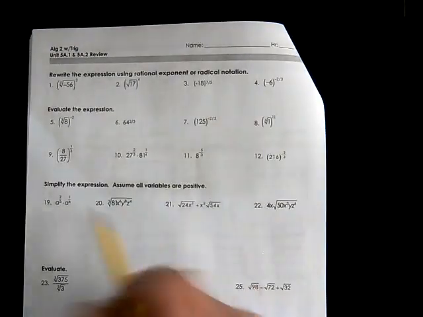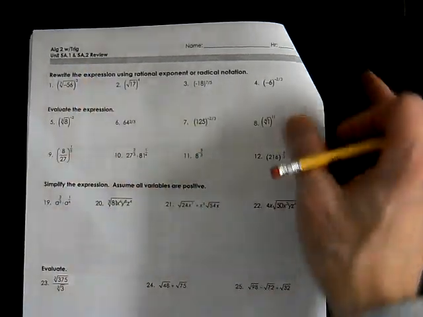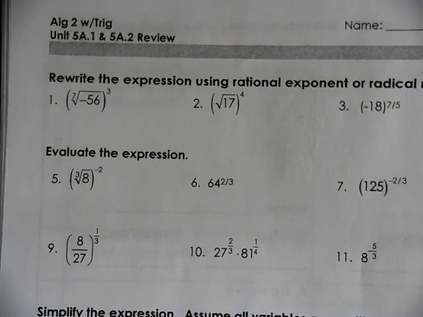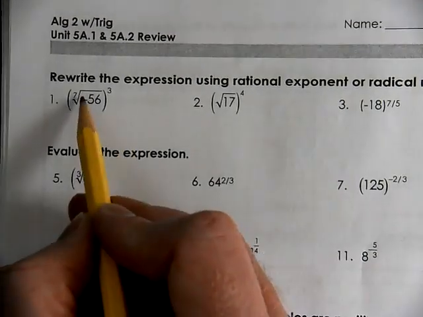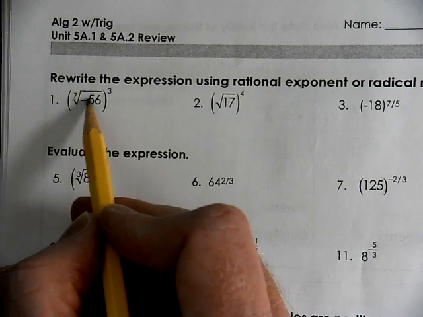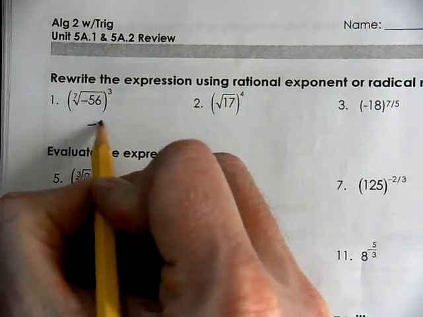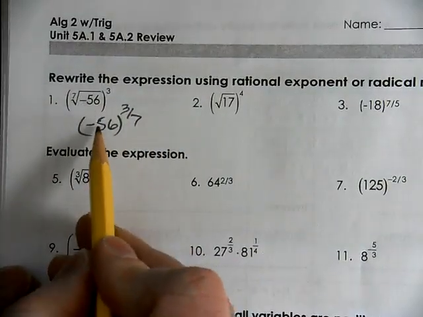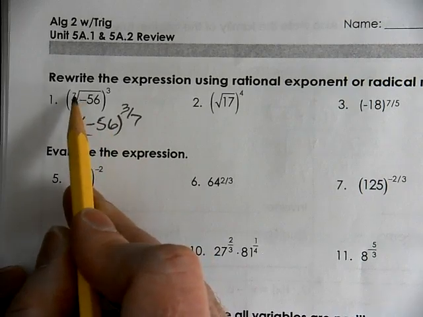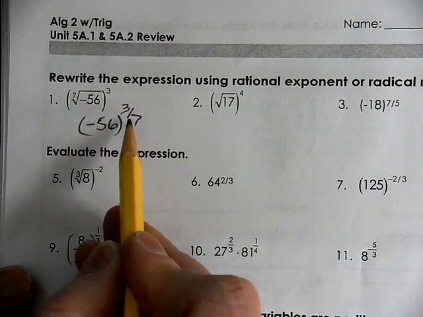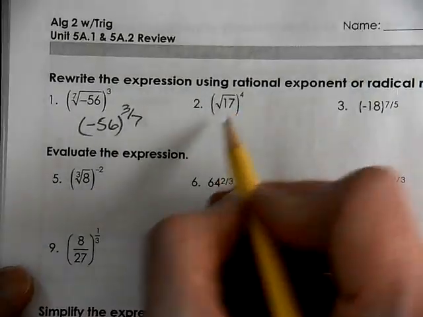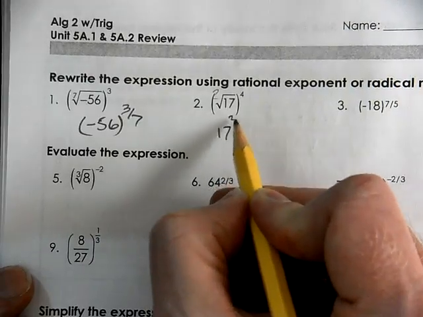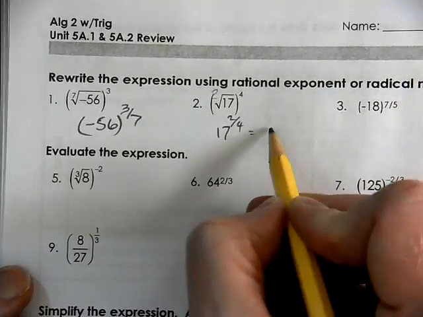This is Algebra 2 with Trig, working on the 5A1 and 5A2 review. So in this first group, we are going to express as fractional exponents or rational exponents. Your radicand goes inside your parentheses. Your index is always your denominator, and your exponent is the numerator. Index is a 2, so you get 2 over 4, and that can actually be reduced.